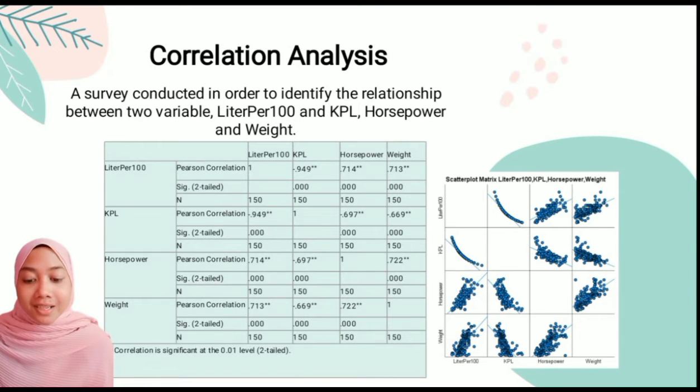Next, correlation analysis. A survey was conducted in order to identify the relationship between the variables liter per 100, KPL, horsepower and weight. The correlation analysis was used to describe the strength and direction of the linear relationship between two variables. The correlation of liter per 100 with KPL had a relationship strength of negative 0.949. Next, to determine whether liter per 100 has a relationship with KPL, we need to look at the significance two-tail. We can see the value of liter per 100 and the value of KPL is 0.000, which is lower than the recommended 0.01.